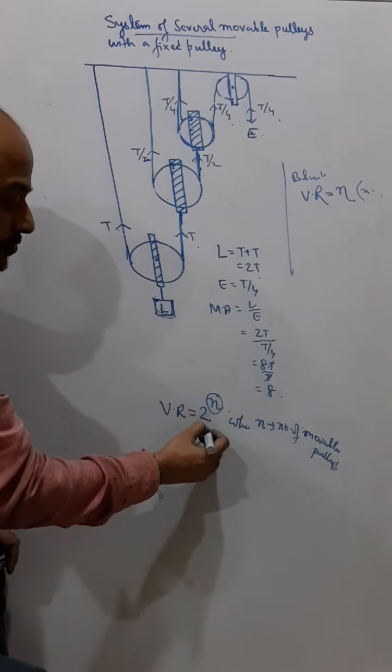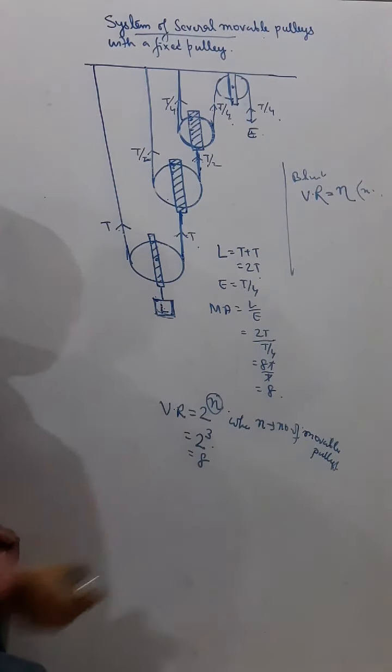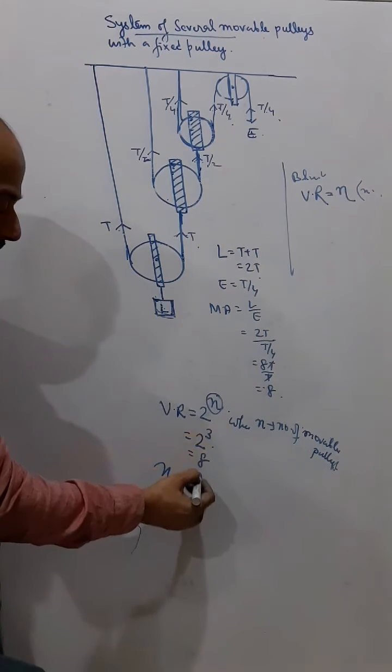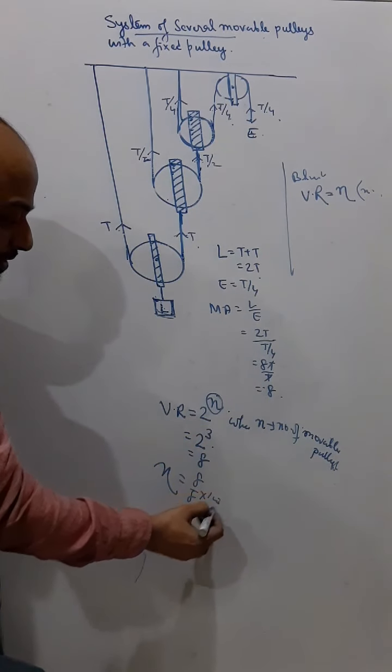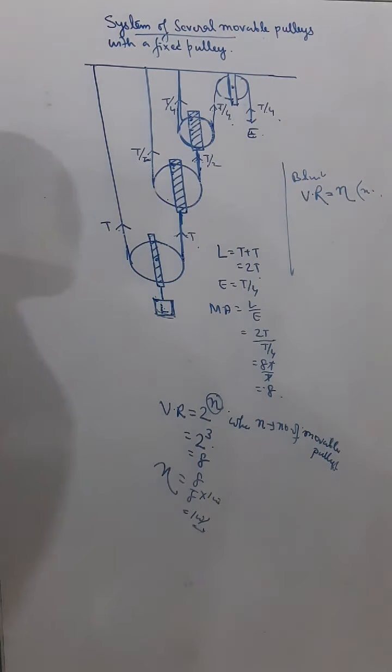So what we will get? 2 to the power 3. So here you have 3 movable pulleys. So your velocity ratio is 8. And then again efficiency is equal to mechanical advantage by velocity ratio into 100%. So we get 100%, but in ideal condition. Okay, so pulley is finished, and finally our machine chapter is over. Okay.